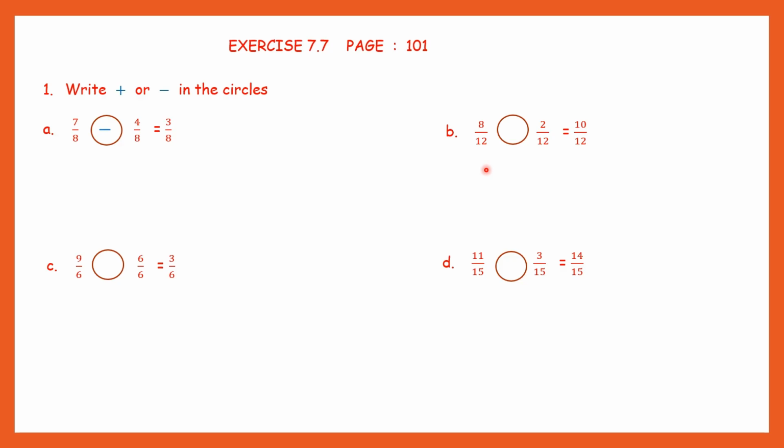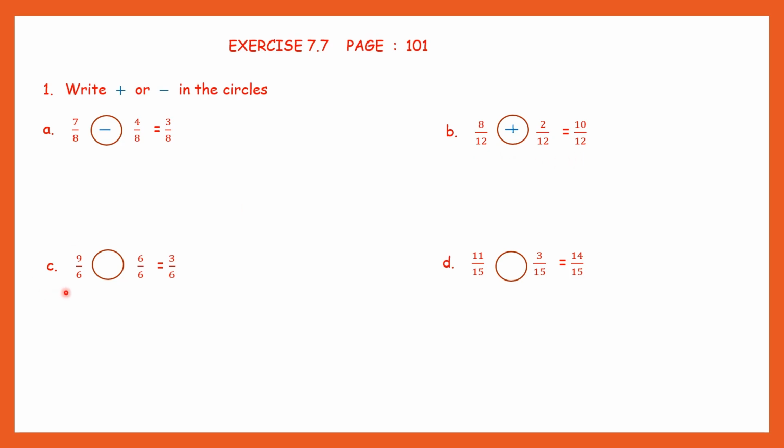Here we have 8 by 12 plus or minus 2 by 12 giving us 10 by 12. So the numerator is 8, here the numerator is 2 and here the numerator has increased. That means we should put a plus sign inside. So let's put a plus sign inside. And now let's read the question. 8 by 12 plus 2 by 12 is 10 by 12 because again we add up only the numerators. 8 plus 2 is 10. The denominator remains the same.